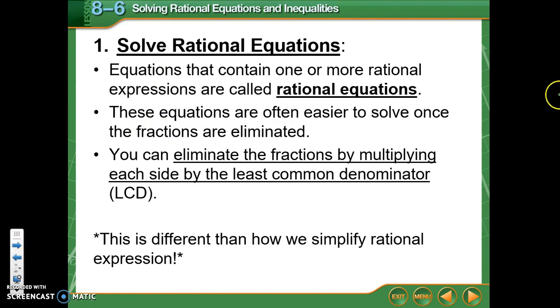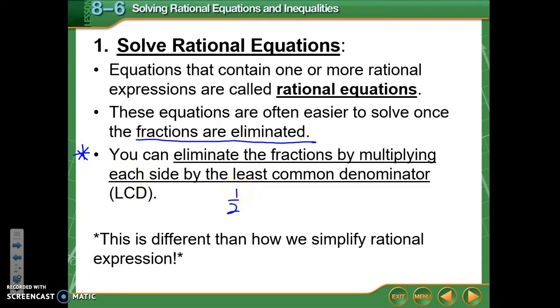So when I'm solving rational equations, first of all, a rational equation is an equation that has one or more rational expressions. Remember, rational expressions are the quotients of polynomials. These equations are usually easier to solve if I eliminate the fractions. So that's going to be my goal, is to eliminate the fractions. And to do that, I do it just like I would with numbers. I multiply each side by the least common denominator.